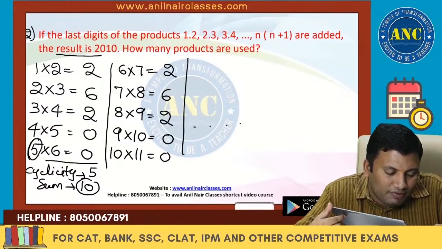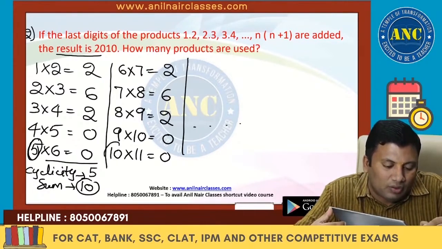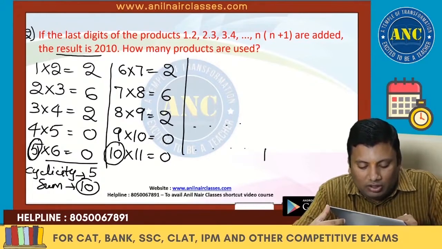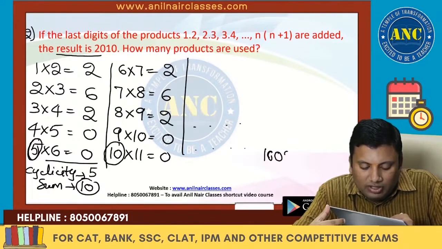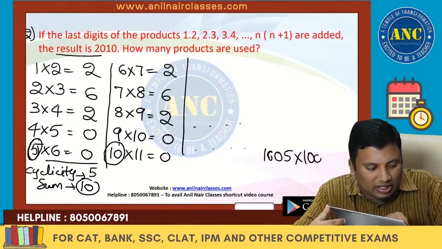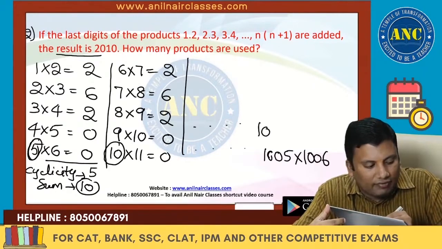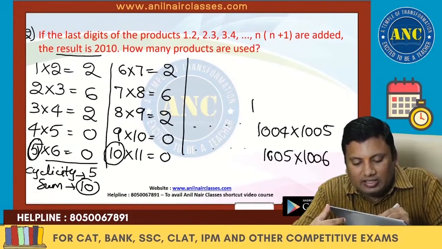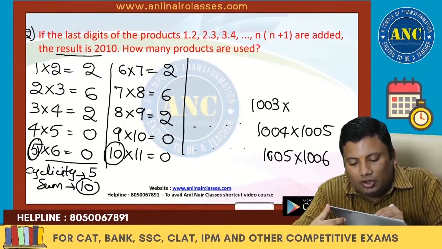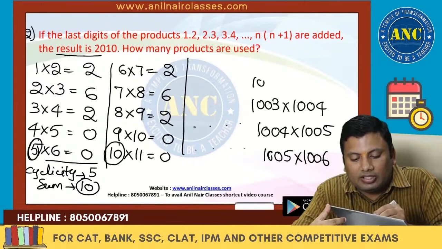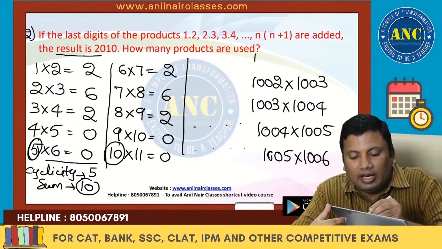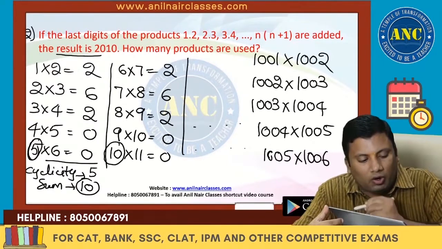The first group is 5 into 1. The second group is 5 into 2. The 201st group is 1005 into 1006. Next is 1004 into 1005. Next is 1003 into 1004. Next is 1002 into 1003. Next is 1001 into 1002. I hope it is clear.